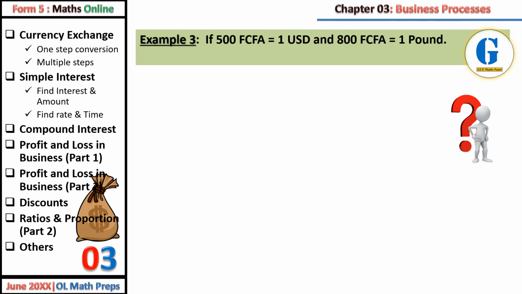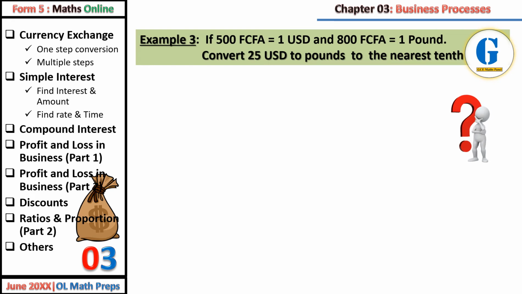Example 3, we have: if 500 francs equals $1 and 800 francs equals 1 pound, convert 25 US dollars to pounds to the nearest tenth. So there are two instructions here. We are converting from US dollars to pounds, and we are approximating our answer to the nearest tenth. Note, the nearest tenth is the same as to 1 decimal place.